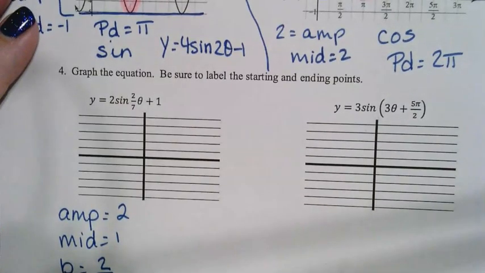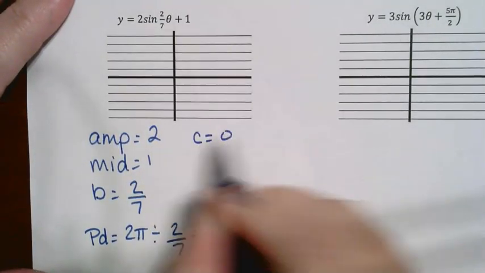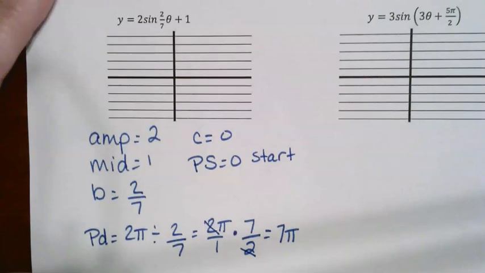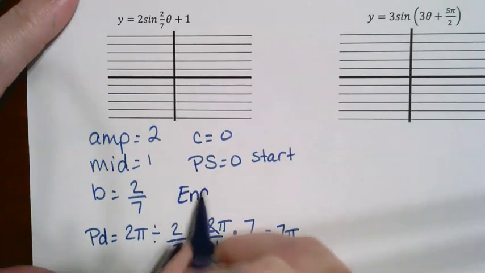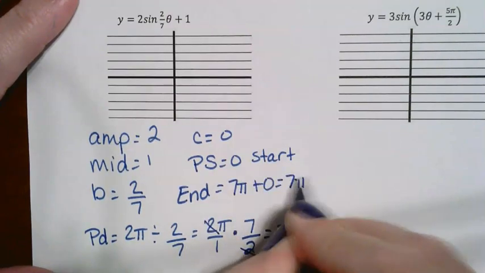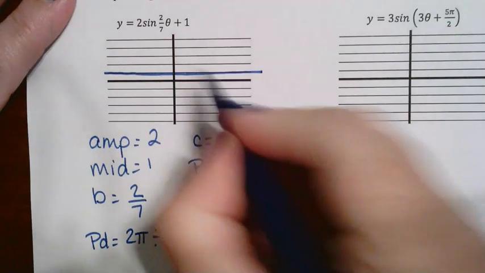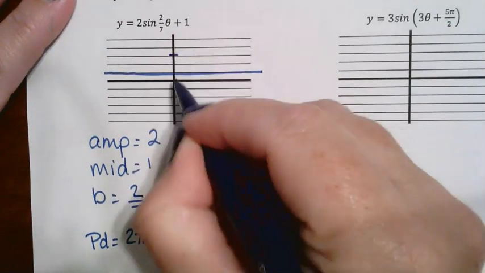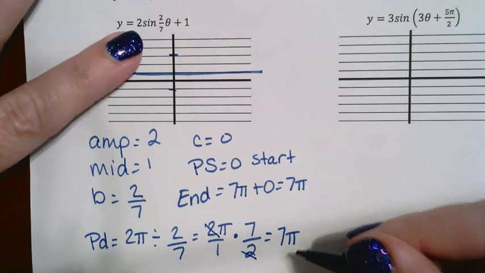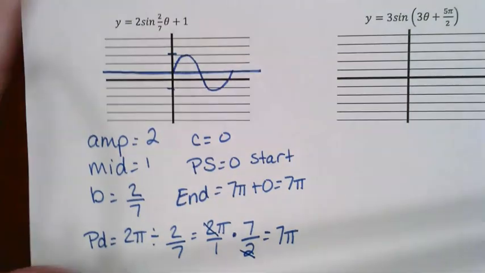Okay. There are no parentheses here, so my C value is 0, which means phase shift is 0, which is my start. So to calculate end, we add our period and our phase shift together, and we get 7 pi. Okay, so here we go. Midline's at 1. We're going to go up to 1, 2, down to 1, 2. We start at 0, end at 7, and it's a sine. Start in the middle, go up, down, and back.